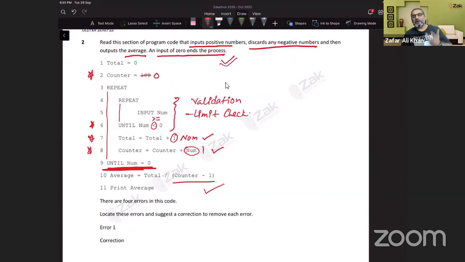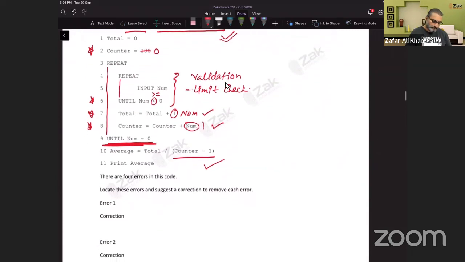That will increase the counter, but it will not affect the total. So that is why when we divide for average, the counter should be reduced by 1, and then we will find the average. Okay, so there are 4 errors.